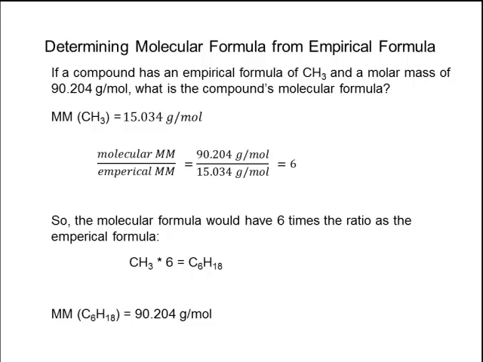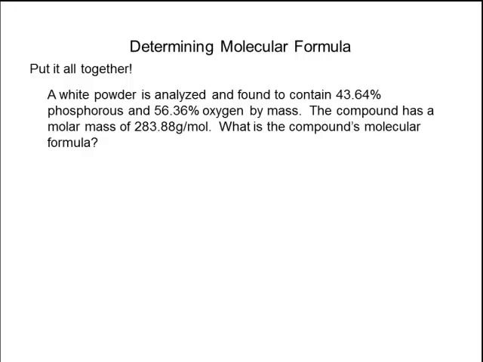So once I've got the empirical formula, I need to know the molecular weight or the molar mass of the compound of interest. I find the molar mass of my empirical formula, take my molecular molar mass divided by my empirical molar mass, get the ratio, and then take my formula and multiply by that ratio. And then double check it, calculate the new molar mass of my new formula, and make sure it all works out.